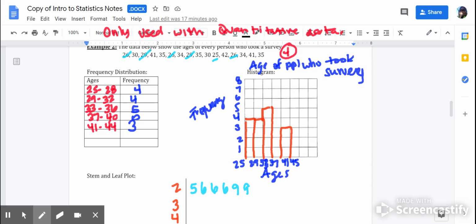Then I move to my 30s. 30. Another 30. 34. Another 34. 34. Then I have 3 35s. 1, 2. Finally, when we look at our 40s, we have 41, a 41, and a 42.